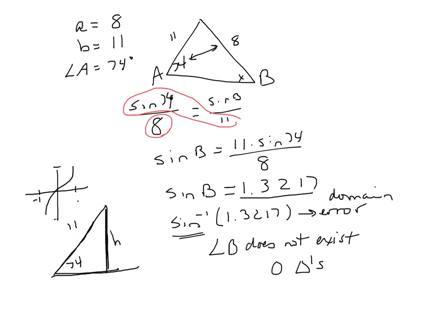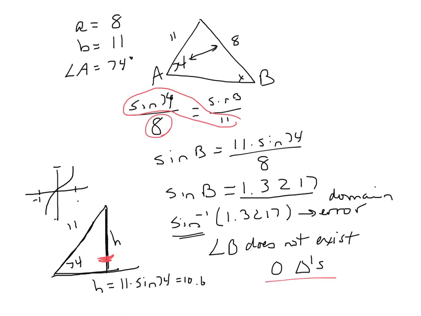I could find the height. The height of this triangle would be equal to the sine of 74 would be the height over 11. So the height would be 11 times the sine of 74. And if I work that out, I get 10.6. So if I run up this way by 11 units, I need a minimum of 10.6 units to get back, and I only have 8. So this thing is going to fall short in here, and it's just going to dangle. And that is why I have no triangles.